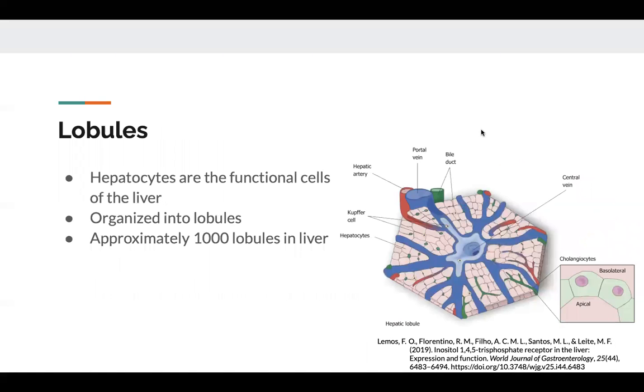If you look at the diagram here, the pinkish rectangle-shaped blobs are hepatocytes. Hepatocytes are the functional unit of the liver, meaning that they carry out the liver's multiple and diverse functions. The hepatocytes are organized into lobules, which are represented here, and there are actually around 1,000 of these lobules in the liver. Each lobule has vasculature to allow the hepatocytes to exchange materials with the blood. And each lobule connects to ducts, which together form the common hepatic duct. I'll discuss the common hepatic duct more in detail when I talk about bile secretion.